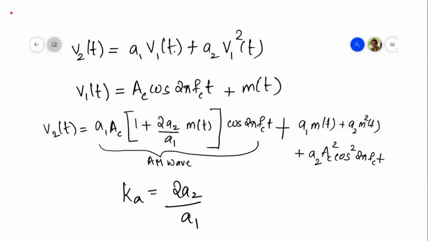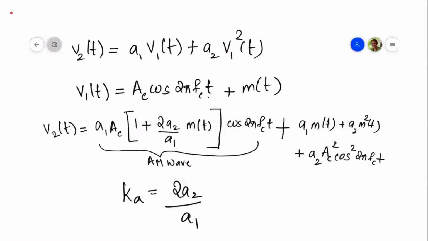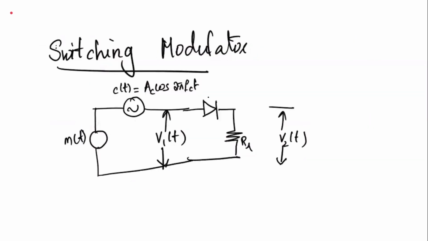So my input is the summation of carrier and message signal, that is this one. Just applying it mathematically, V2t as A1 V1t plus A2 V1 square t, you are getting this expression. And passing through the filter, we select only the initial part of this, and that is your AM wave. So the output here will be an AM wave. Mathematically, you apply the V1 expression to V2 and get the AM wave.